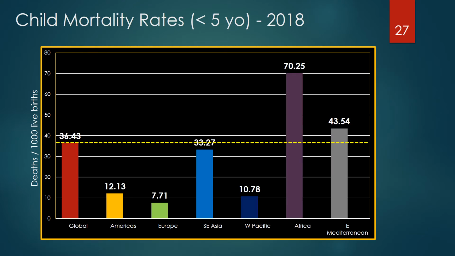In 2018, the child mortality rates were highest in Africa at 70.25, followed by the Eastern Mediterranean at 43.54, Southeast Asia at 33.27, the Americas at 12.13, Western Pacific at 10.78, and Europe at 7.71. The global rate was 17.72 per 1,000 live births. Africa and the Eastern Mediterranean regions are above the global average.